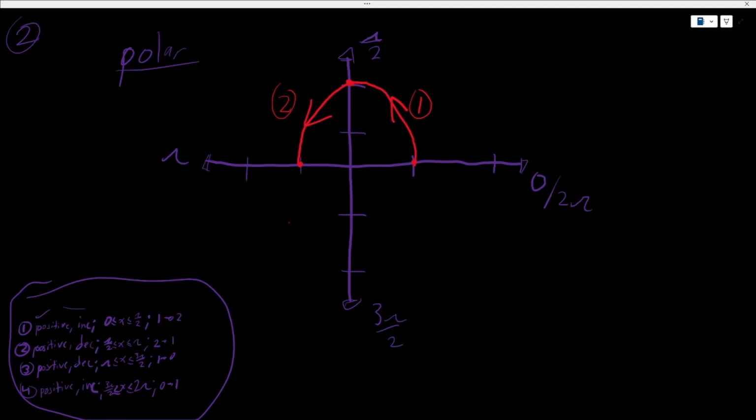Now for our third section, we go from pi to 3 pi over 2, from 1 to 0. So we draw our curve going from there to 0. This is our third section, and indicate our arrow to see which way we're traveling. And then lastly, for our fourth section, we're going from positive increasing from 3 pi over 2 to 2 pi, 0 to 1. So starting at 0 at the 3 pi over 2, go from 0 and draw our curve back to 1. And this is how you graph curves in polar coordinates.